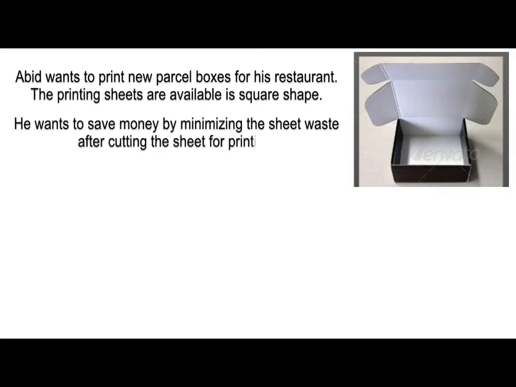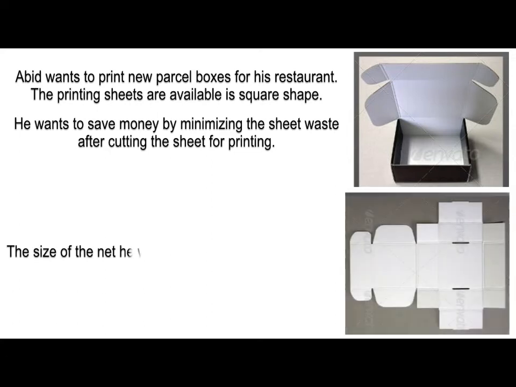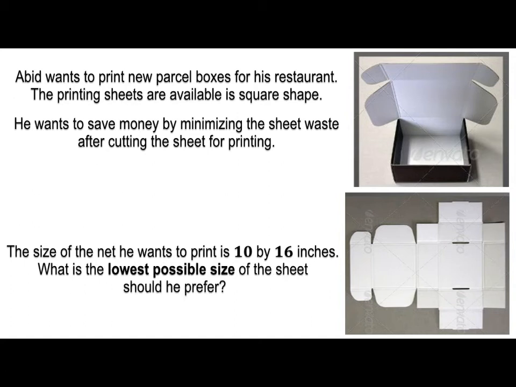He wants to save money by minimizing the sheet waste after cutting the sheet for printing. Normally when you cut out something from the sheet, you have some wastage. So if you minimize wastage, you have more money to save, right? So Abid wants to make the net to make this box. So here is the net of his box.